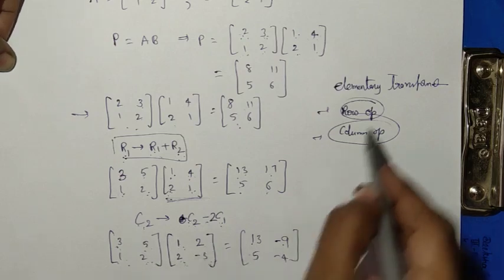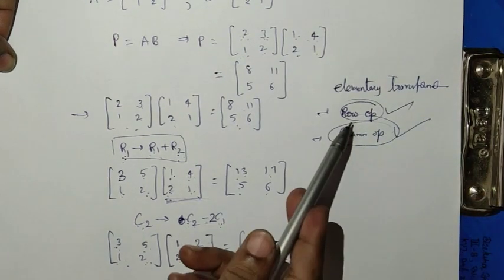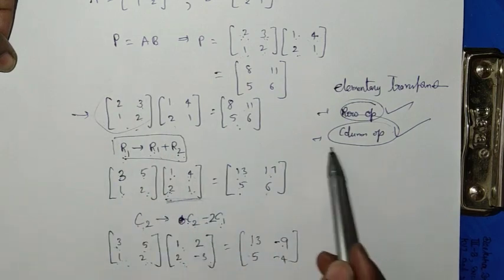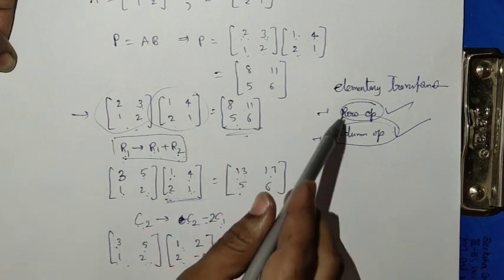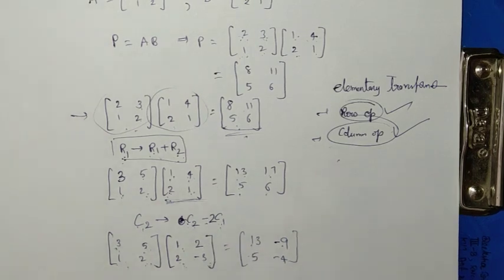Why do we do row operations? Why do we do column operations? If you want to do row operations for a product, they are done on the first matrix. If you want to do column operations for a product, they are done on the second matrix. But the product matrix will be affected in both cases. This is the important thing you need to remember. These row and column operations will be used to find the inverse of the matrix.